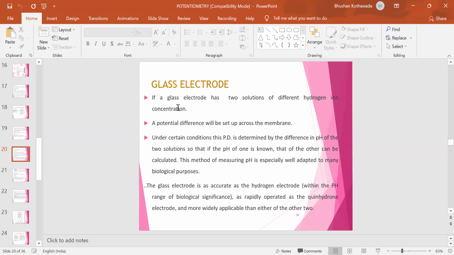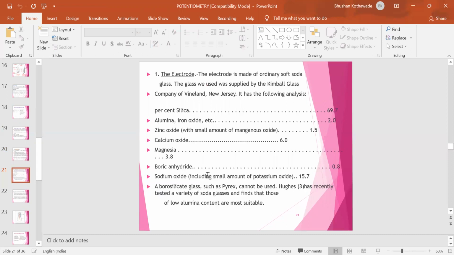Okay, in this, if a glass electrode has two solutions of different hydrogen ion concentration, a potential difference will be developed across the membrane. And under certain conditions, the potential difference is determined by the difference in the pH of the two solutions. So if the pH of one is known, then the other can be calculated. So this method of measuring pH is well adapted to many biological purposes.